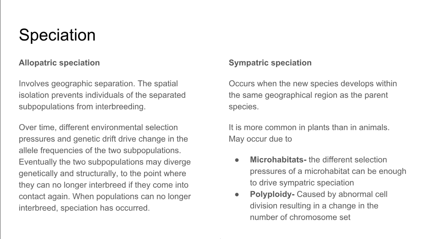There's sympatric speciation, which occurs when the new species develops within the same geographic region as the parent species. And this is usually common in plants rather than in animals. And this can occur due to different microhabitats having different selection pressures, or polyploidy, where it's caused by abnormal cell division, resulting in a change of the number of the chromosome set.